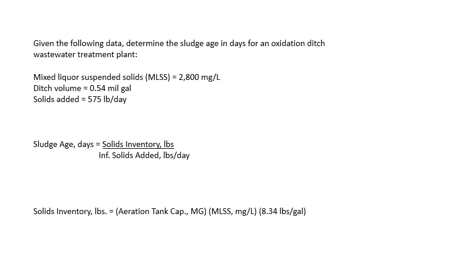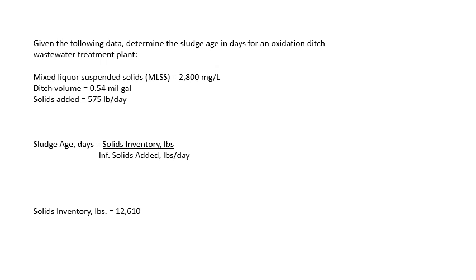The solids inventory in pounds is the aeration tank capacity, which is the same thing as your oxidation ditch, times MLSS times 8.34 pounds per gallon. Now remember, solids inventory and solids added are essentially just the pounds formula, or the Davidson pie chart. So you're just building blocks on top of math that hopefully you've already learned. So to get the solids inventory, we're going to do our 0.54 million gallons a day times the 2,800 milligrams per liter times 8.34 pounds per gallon.